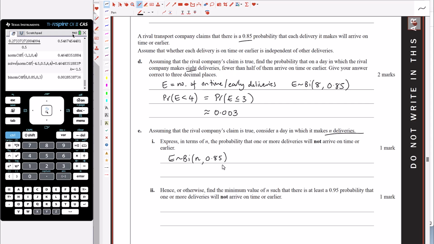Express in terms of N the probability that one or more deliveries will not arrive on time or earlier. Okay, so not arrive on time or earlier.